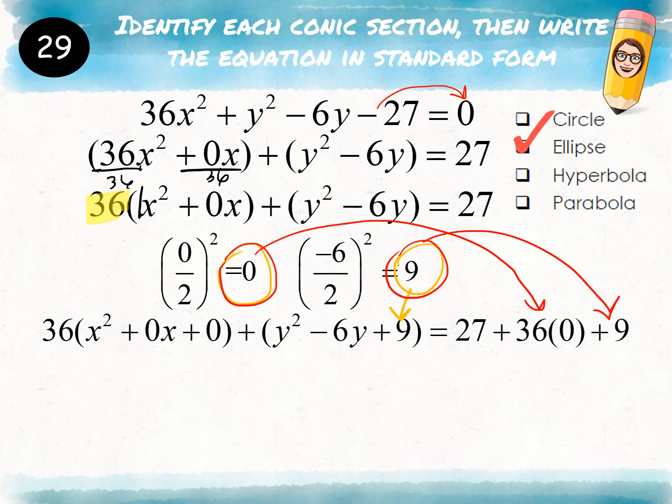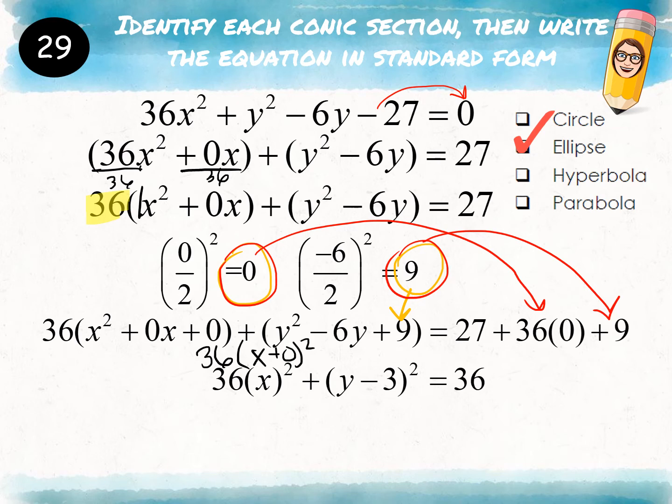Step 5, factor. Now, how this is written, to be honest, I would probably write it with the factor of 36. If I factor x squared plus 0x plus 0, that's actually x plus 0 squared. So if that makes more sense to you, great. The y squared minus 6y plus 9, if I factor it, I get y minus 3 twice. So we write it as squared. All the constants on the right, we just combine them like regular old numbers.